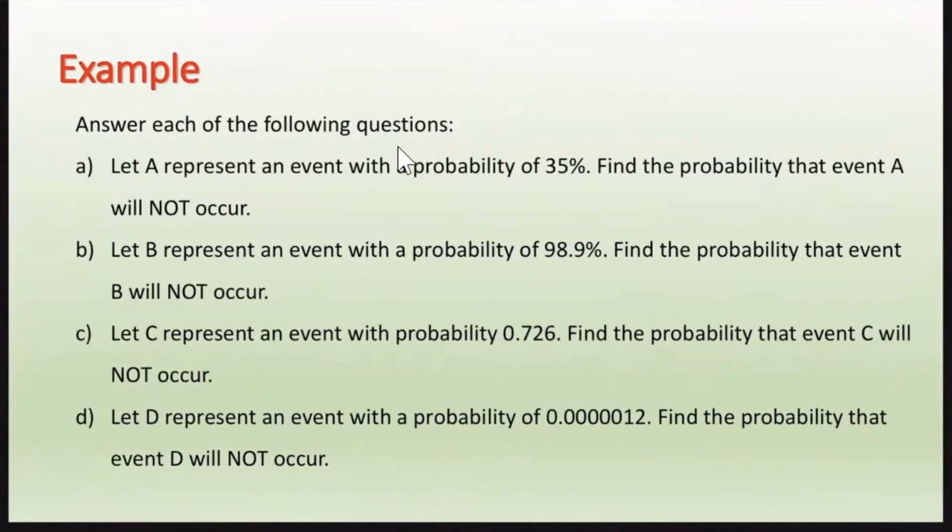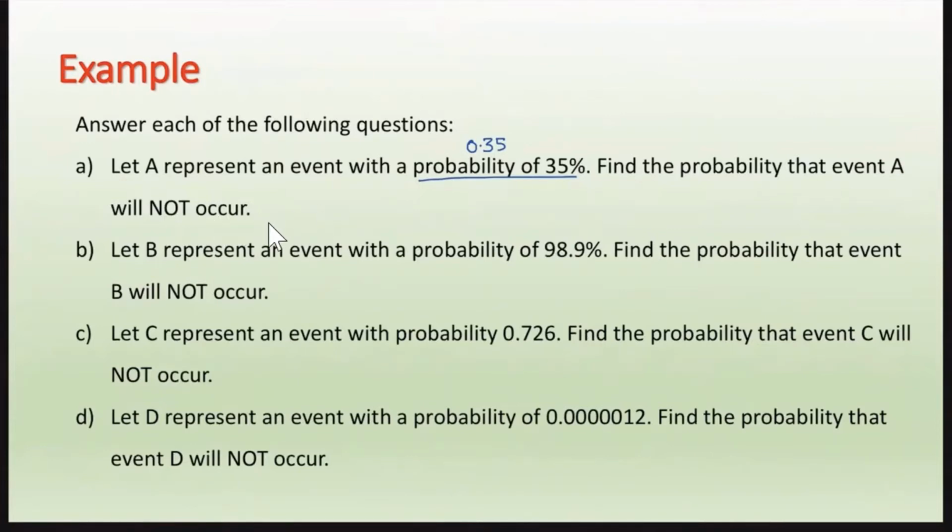Answer each of the following questions. So here we have 4 questions. Let's see the first one. Let A represent the event with probability 35%. When you say probability of 35%, the meaning of that is probability is 0.35, right? Because we write the probability as a decimal, a number between 0 and 1. So that is 0.35. We have to find the probability that the event A will not occur. So that is the complementary event.